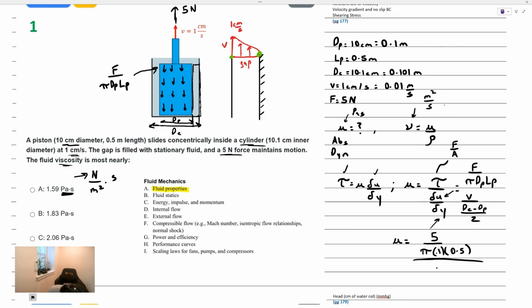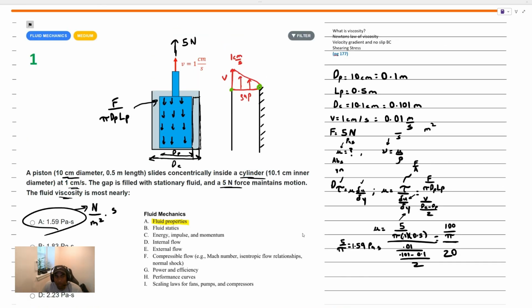It is 0.01 meter per second divided by the diameter of the cylinder, which is 0.101 minus 0.1, the diameter of the piston. I'm going to divide that by 2. I'm going to go ahead and plug this into my calculator. 1.59. And we know that the standard unit here is Pascal seconds. So the answer choice is A.